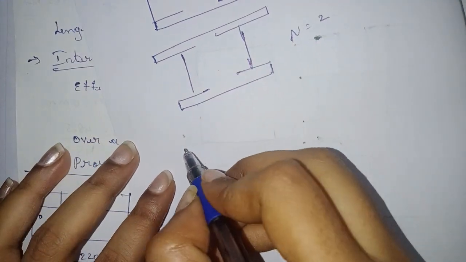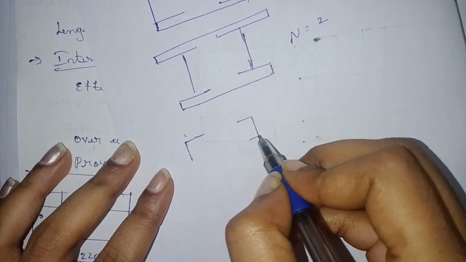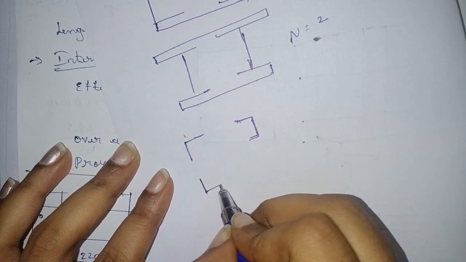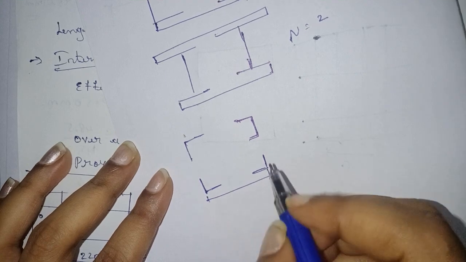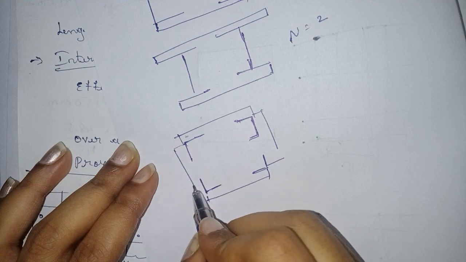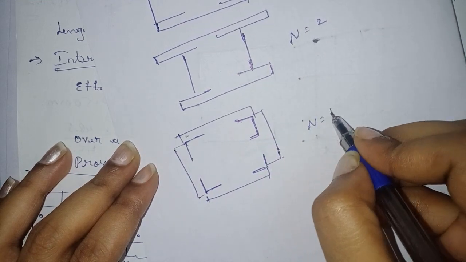Now we'll go for angle section. Here you have an angle section. 2 angle sections we cannot give, right? So here also you have an angle section. Here also you have an angle section. Like this you need to give 4. So here also we need to give batten. Here also we need to give battens. Here also we need to give. This side also we need to give the battens. How many sides we are giving the battens here? N will be 4.